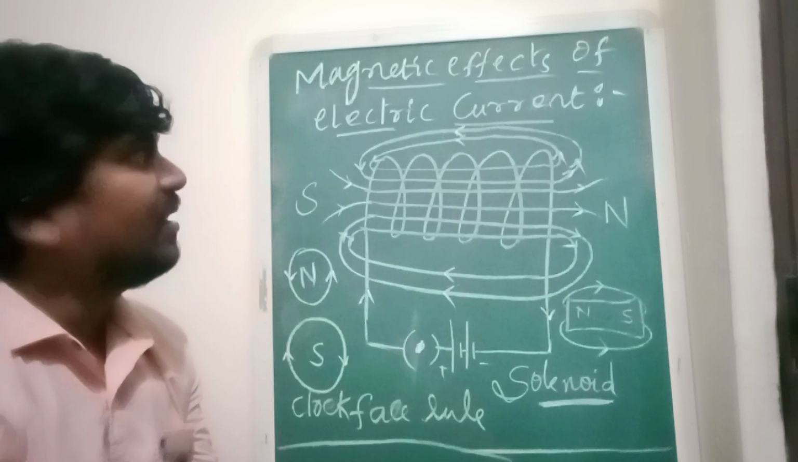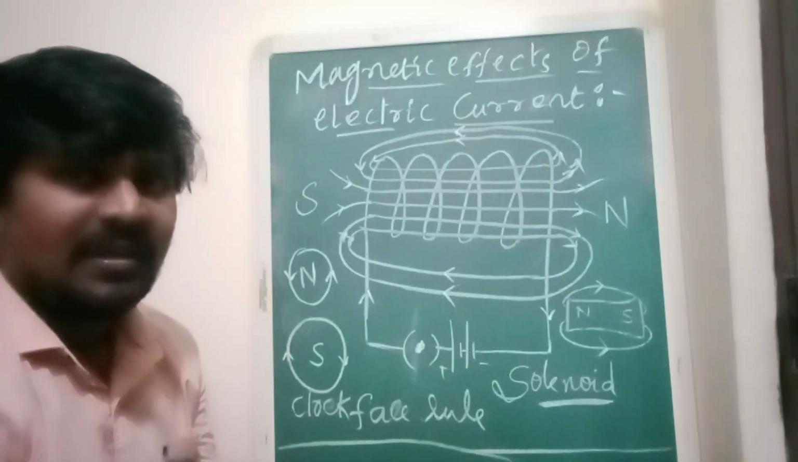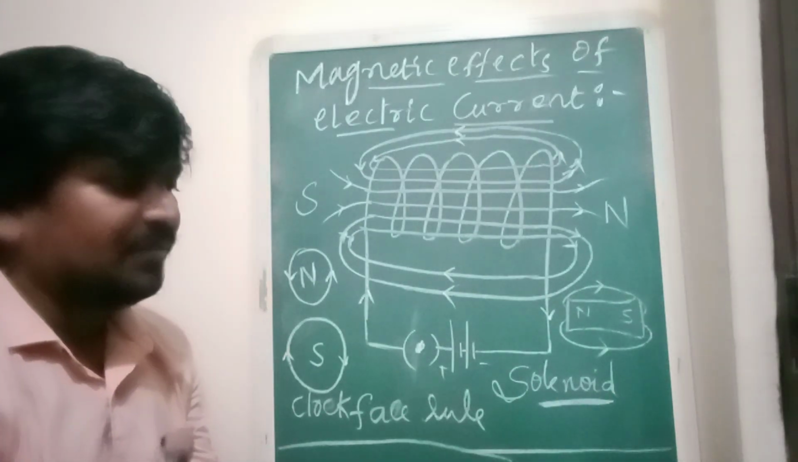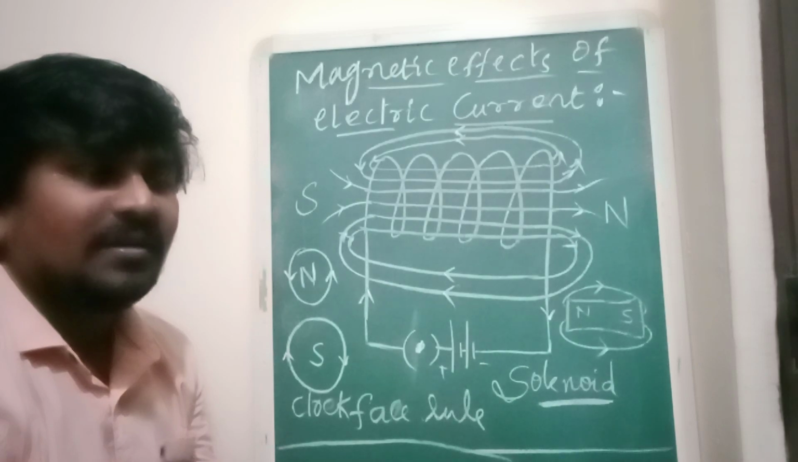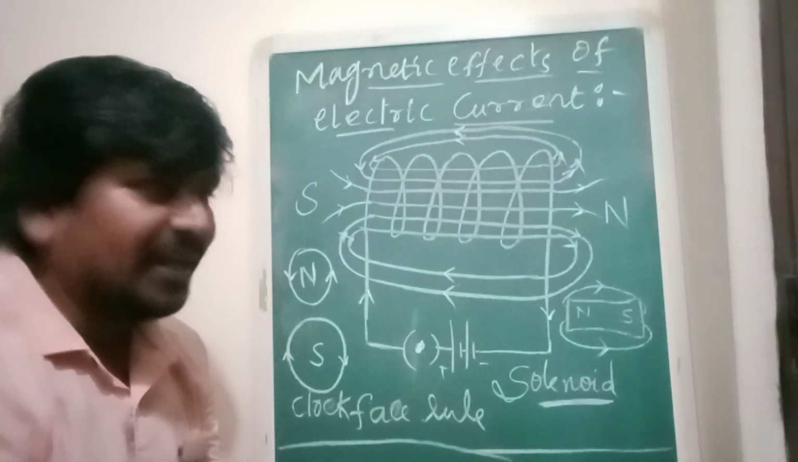You can watch my videos about magnetic effects of electric current. This is my second video. Already the first video I have done is on the magnetic field of a bar magnet. This one is about the solenoid, and one more video will be there based on a current carrying conductor placed in a magnetic field.